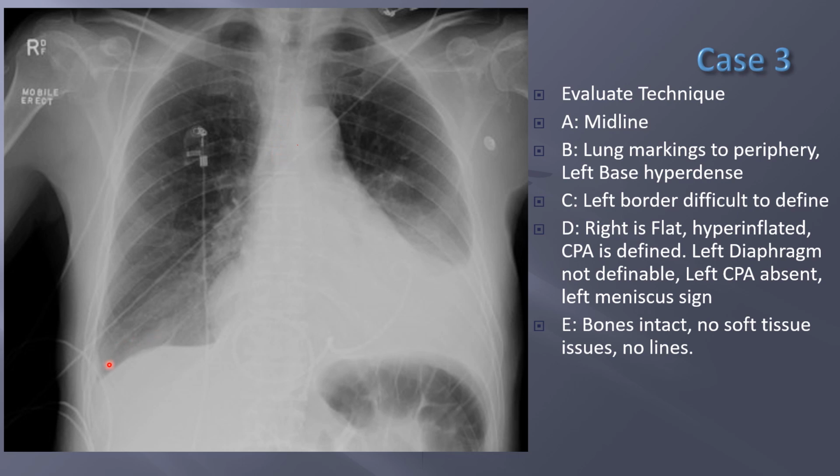Lung markings. I'm looking at the lung markings. I see lung markings all out to the side, to the periphery. But then I kind of don't see my costophrenic angle down here. I can see a costophrenic angle here, but I kind of get it here. And then I see this kind of meniscus sign here. So that indicates to me that there's fluid in this left base.